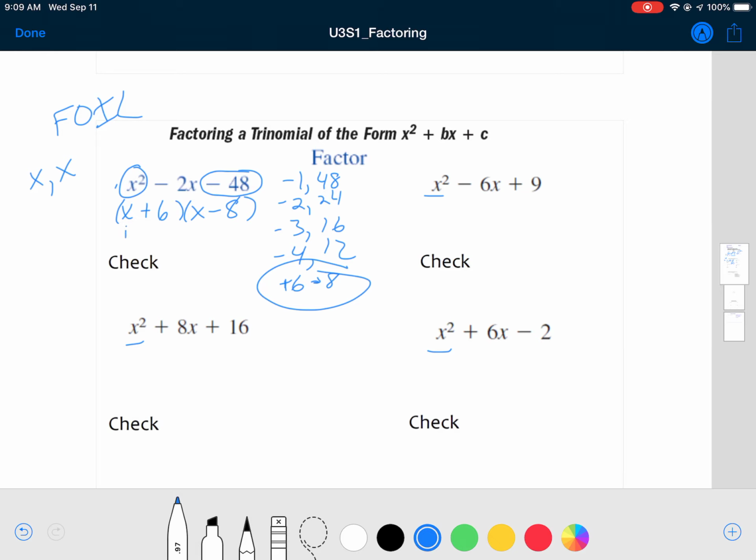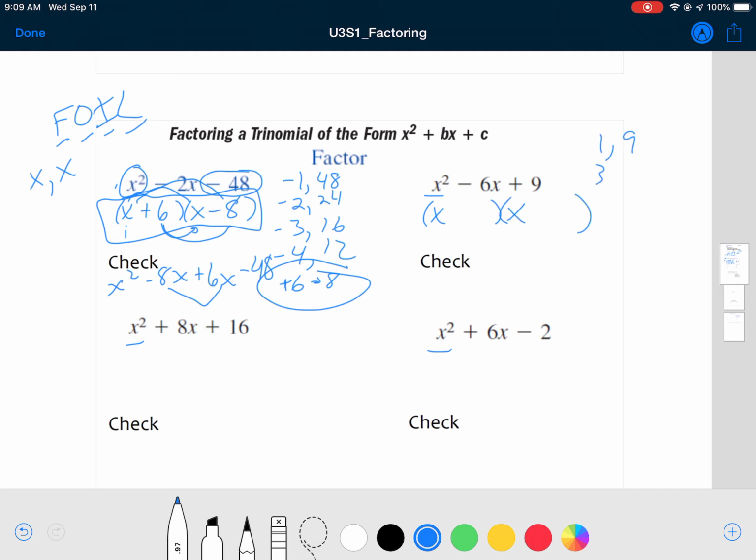So if I'm going to check, I'm going to take x times x, x squared, x times negative 8, negative 8x, 6 times x, so positive 6x, and then multiply the last ones, get negative 48. So what I just did is first, outside, inside, last. Those two combine to give me a negative 2x, which is my original problem, so that is the correct factoring of that polynomial.